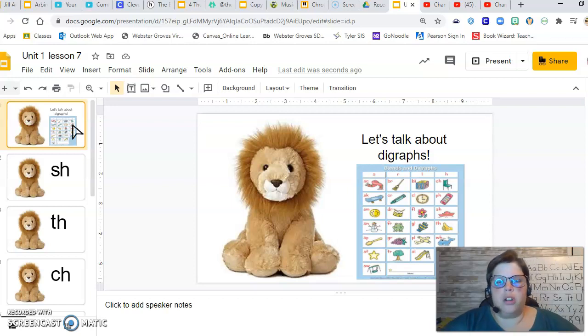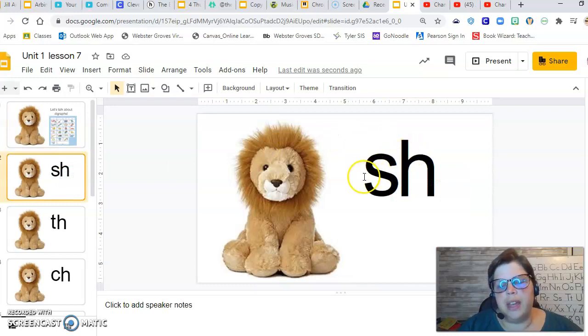So I know in kindergarten you learned a ton about blends and the different sounds that blends make and how blends are used in words. But today we're going to learn something a little tricky. Digraphs can be a little sneaky and a little tricky. So we're going to take a look at some of those digraphs together.